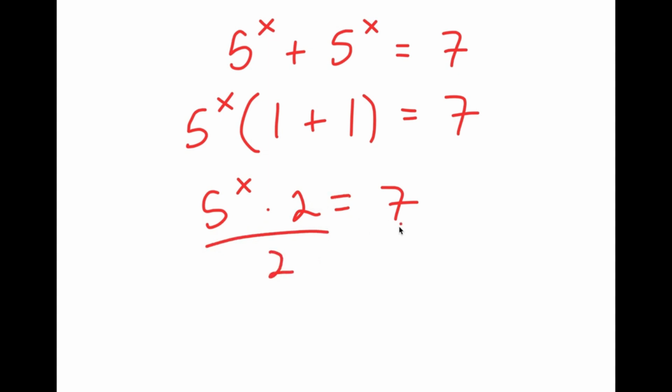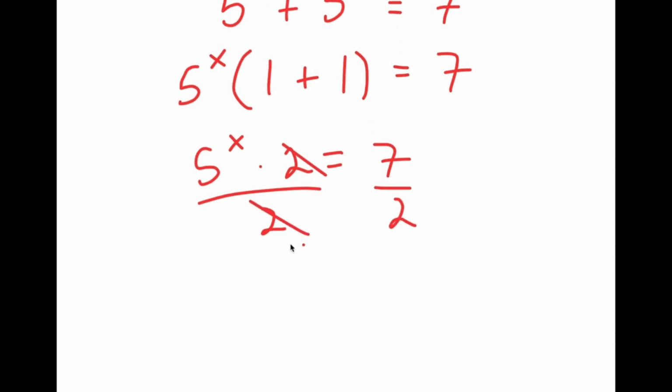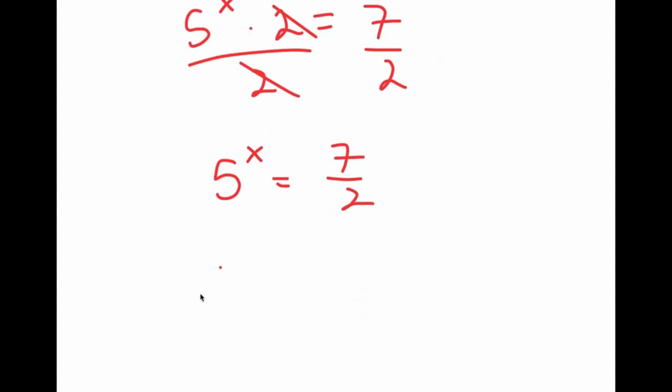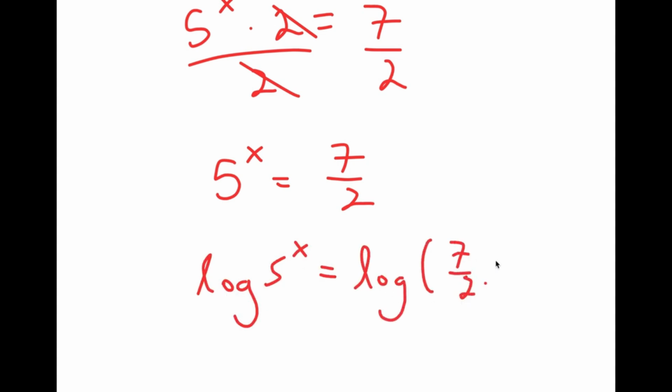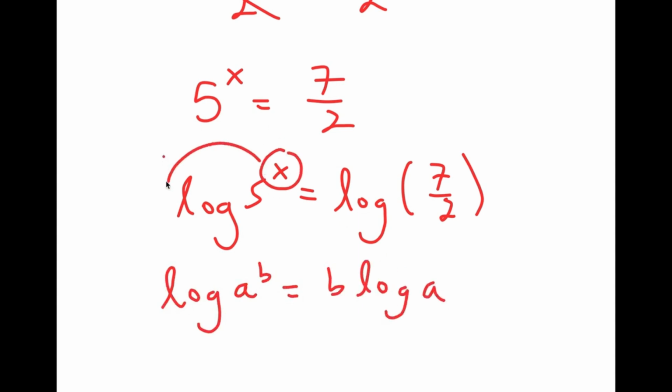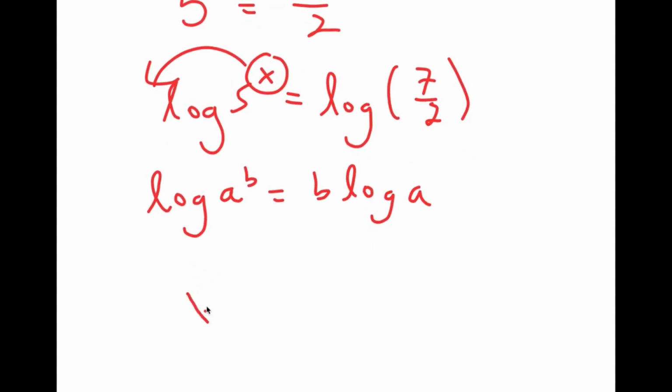Now, I'm going to divide both sides by 2. So these two cancel out. And I get 5 to the power of x is equal to 7 over 2. Now I'm going to take the log on both sides. So I get log 5 to the power of x is equal to log 7 over 2. And if I have something in the form log a to the power of b, this is equal to b times log a. So in this case, I can move x to the front. So I get x times log 5 is equal to log of 7 over 2.